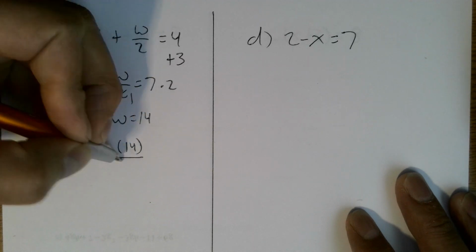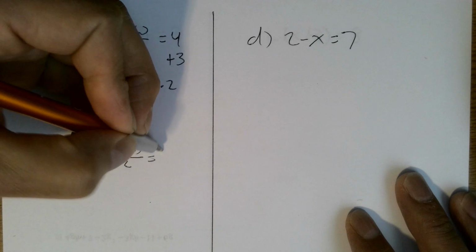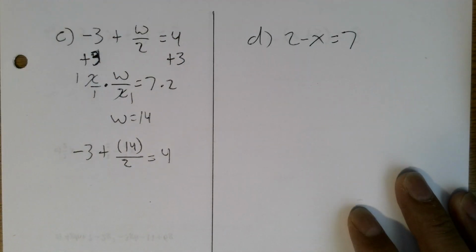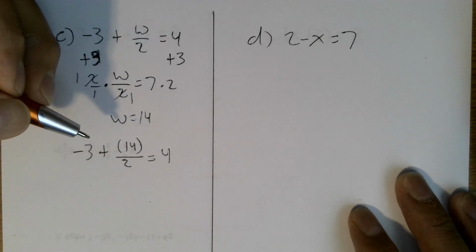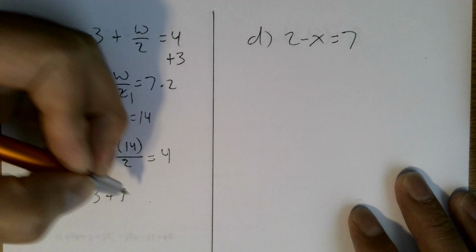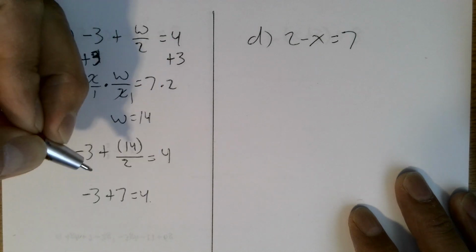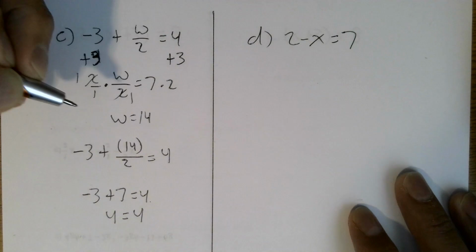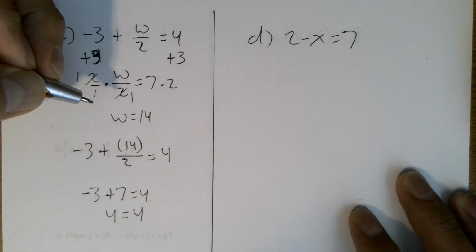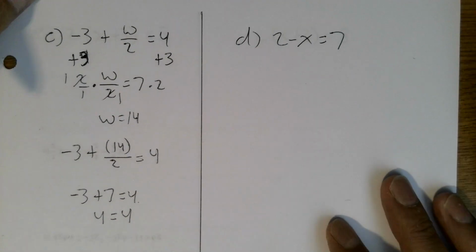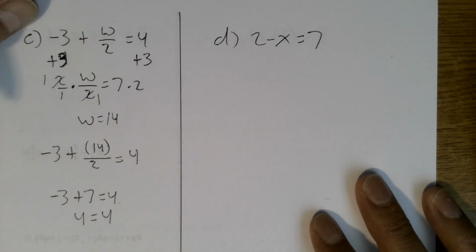Notice everything's exactly the same, except for instead of W, I've got a 14 in brackets. And now regular order of operations, regular BEDMAS: negative 3 plus 7 equals 4, and I've still got a 4 on the right side. So it is true. I know I'm going pretty quick here, so make sure you guys are pausing and rewinding when needed.